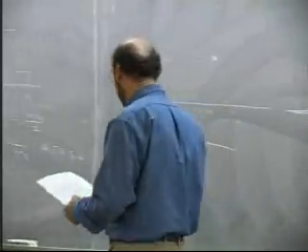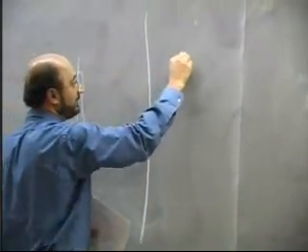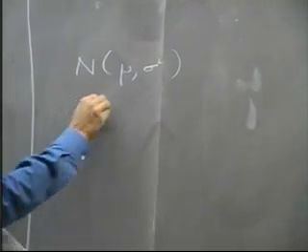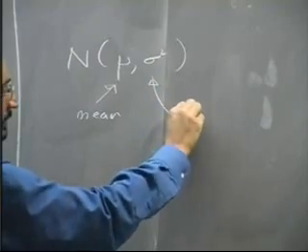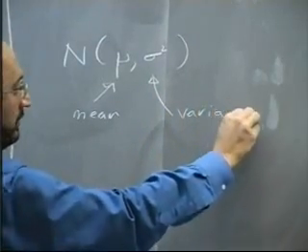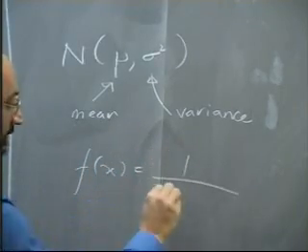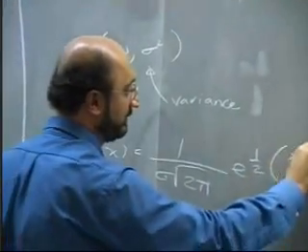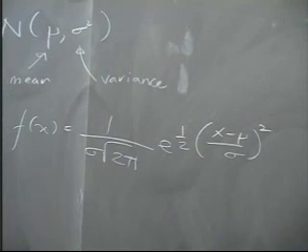So the technical definition of the Gaussian distribution, we define it as N. We have 2 parameters, mu and sigma squared. Mu is the mean, and sigma squared is the variance, and it's defined by f(x) is equal to 1 over sigma root 2 pi e to the minus half (x minus mu) by sigma squared.